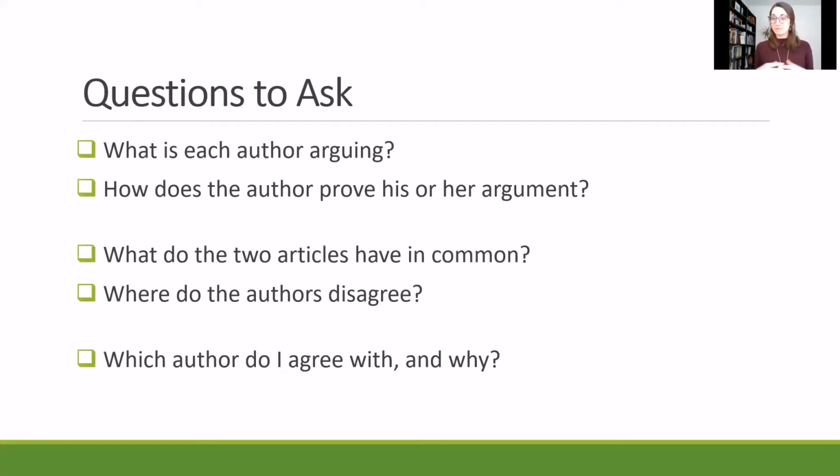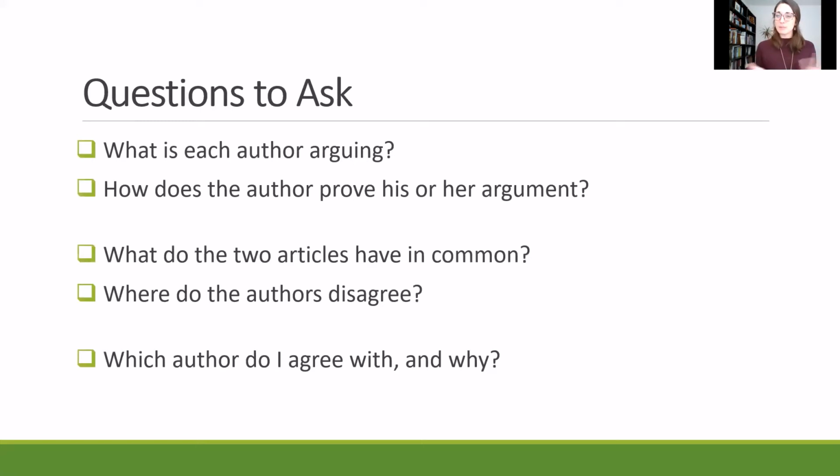The next questions are, what do the two articles have in common, and where do the authors disagree? So here you're building in more synthesis. Where do you find some overlap between these two authors? Sometimes it's just the topic and they really don't agree on anything else. In the situation of the example we're going to look at shortly, we'll see that there is some overlap in what they believe about recycling. That'll be the theme. They do agree with recycling, but they have two very different ideas about how it should be implemented. And then we need to look at also where the authors disagree, of course.